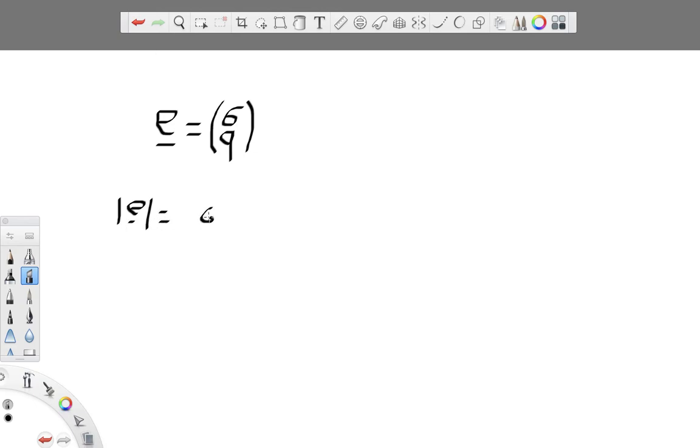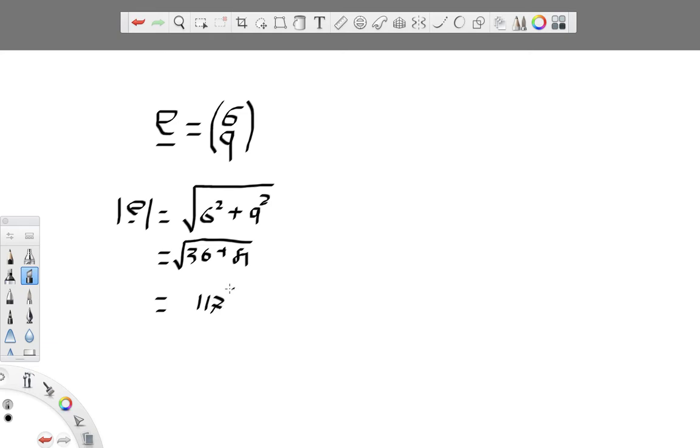So this time it will be 6 squared plus 9 squared, all square rooted. 6 squared, 36. And 9 squared is 81. So it's the square root of 36 plus 81. 36 plus 81, that's 117. So it's the square root of 117.